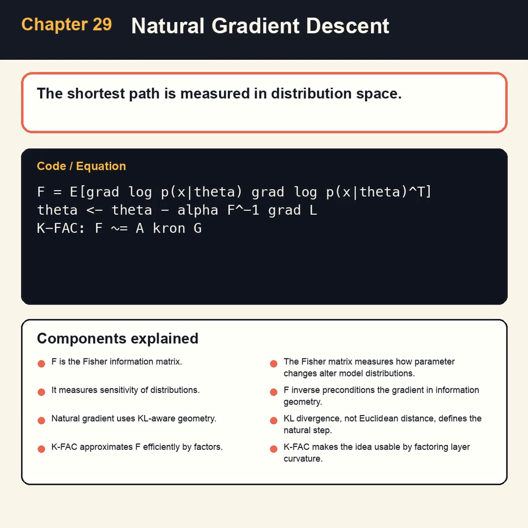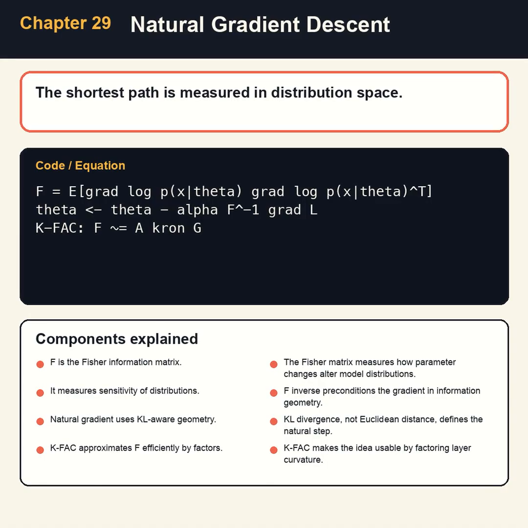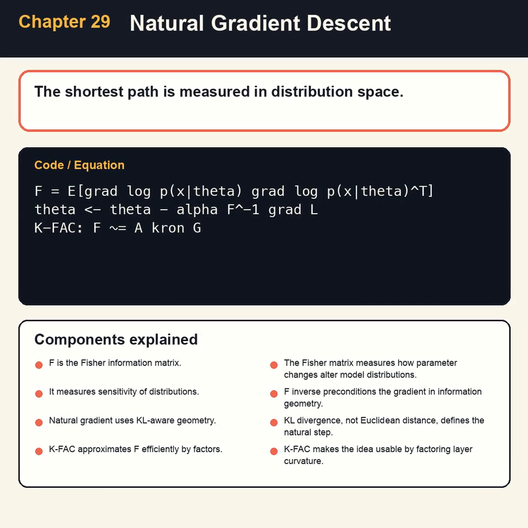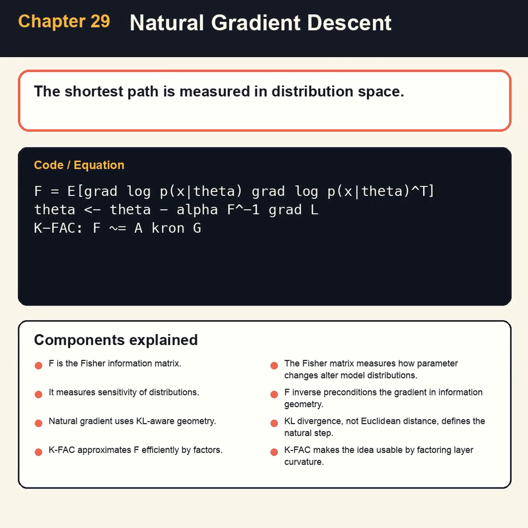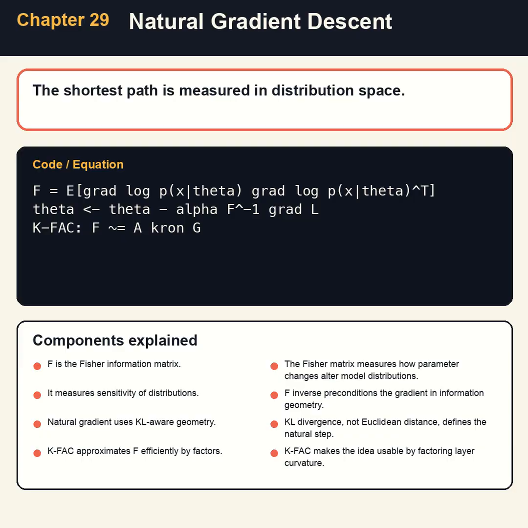Natural gradient descent. Real-world analogy: navigate on the curved Earth rather than a flat paper map, so distance means the right thing. Standard gradients measure distance in parameter space. Natural gradients measure change in probability distributions, using the Fisher information matrix.